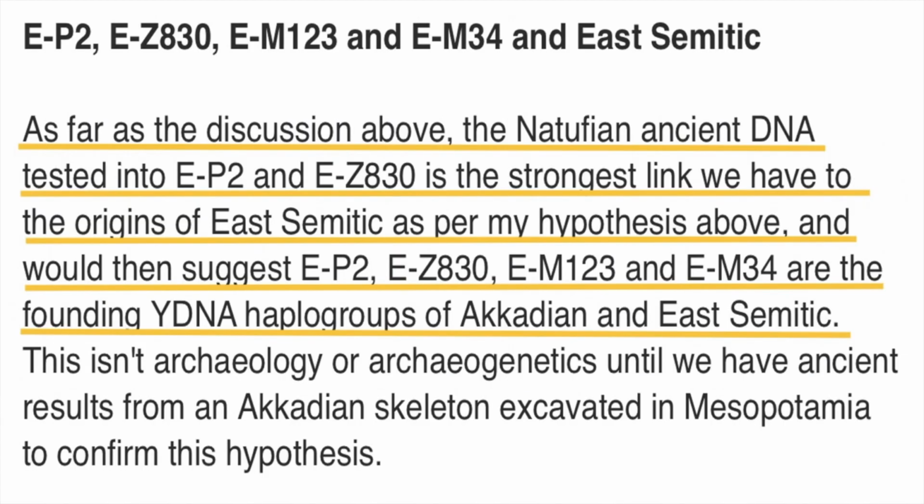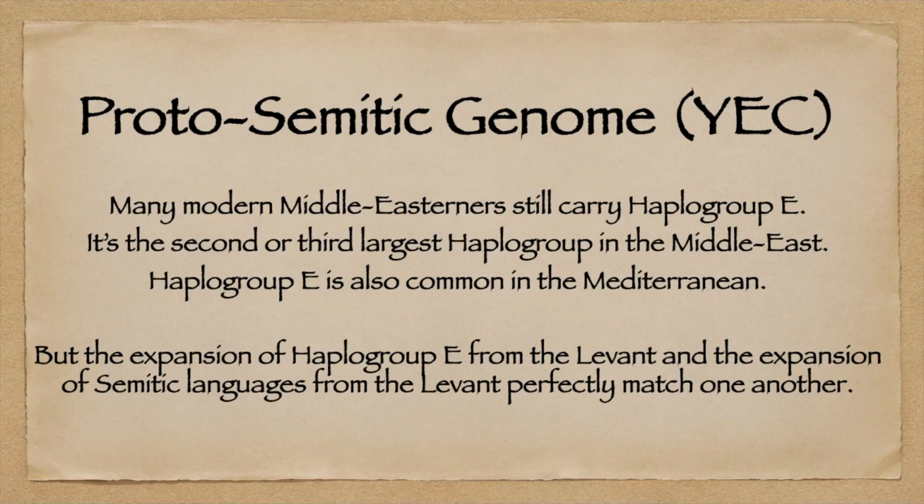As far as the discussion above, the Natufian ancient DNA tested into E-P2 and E-Z830 is the strongest link we have to the origins of East Semitic, as per my hypothesis above, and would then suggest E-P2, E-Z830, E-M123, and E-M34 are the founding Y-DNA haplogroups of Akkadian and East Semitic, which I will agree with. So, many modern Middle Easterners still carry haplogroup E. I think this is important to know.